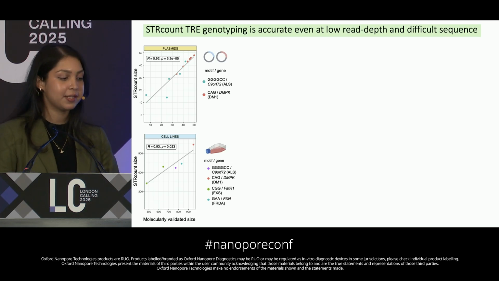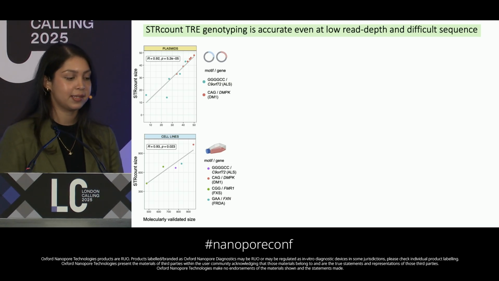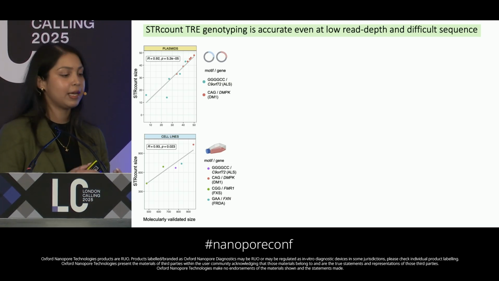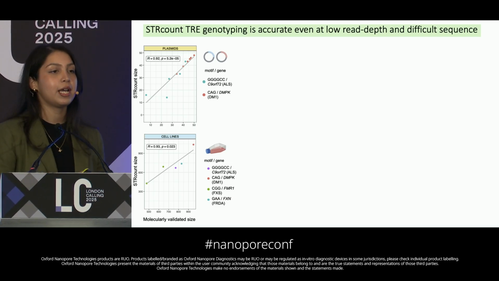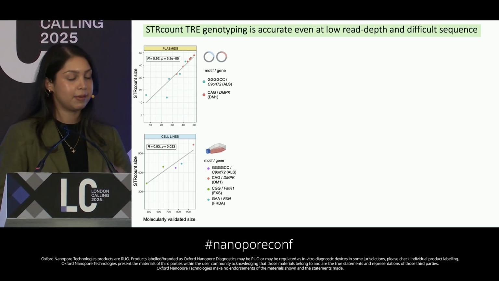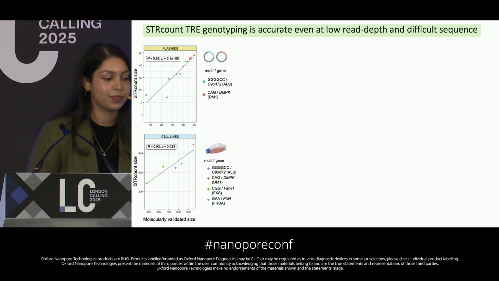And on the x-axis, you'll see the molecularly validated sizes, and the y-axis is the STRcount estimates. What you'll notice is that irrespective of the actual repeat that we're looking at, STRcount is quite accurate and is positively correlated with molecular sizing in all of our samples.